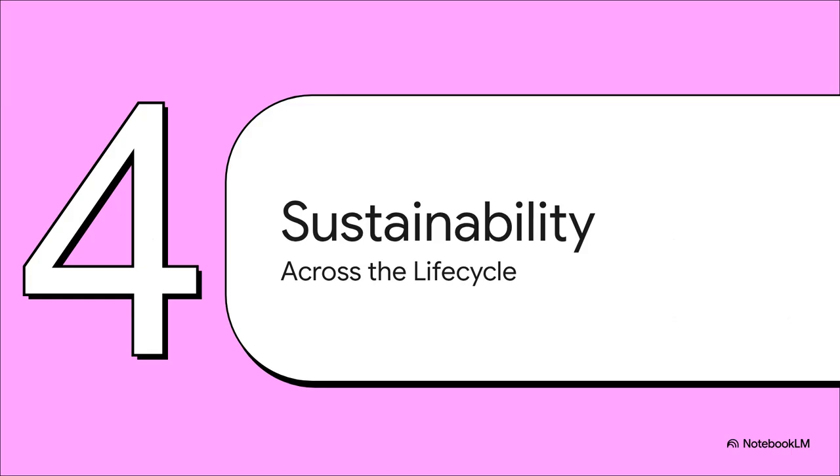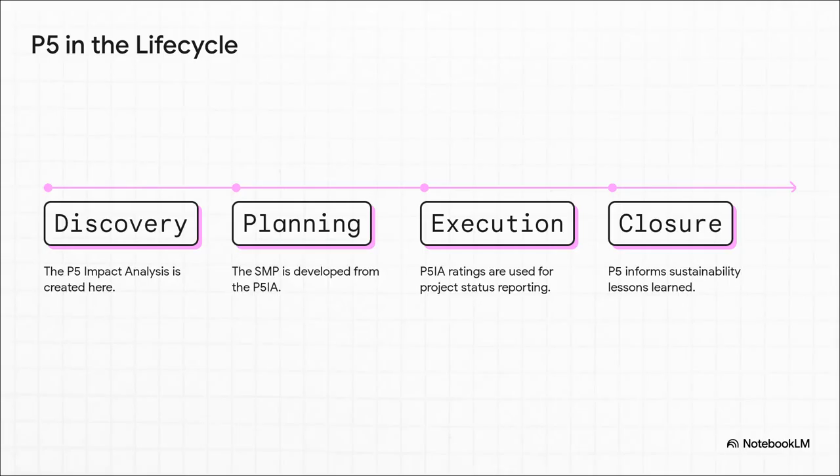All right, let's zoom out a bit. How does all this stuff fit together across the entire life of a typical project? We're talking from that first spark of an idea all the way through to the final wrap-up. This timeline lays it all out beautifully. Early on in the discovery phase, that's when you create your P5 impact analysis. Then, when you move into planning, you use that analysis as the blueprint for your sustainability management plan. During the execution phase, when the work is actually getting done, those P5 IR ratings become a normal part of your project status reporting. And finally, when you get to closure, everything you've learned informs your lessons learned, making sure the next project is even better.